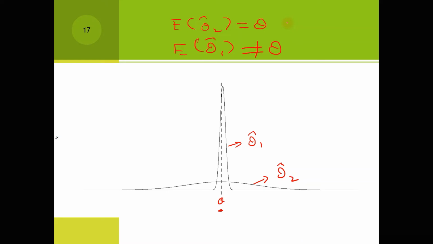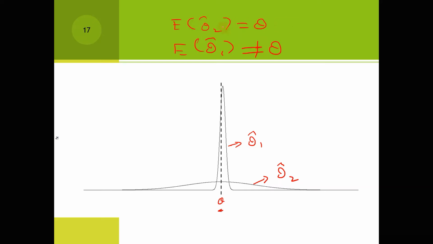You may pause the video and think about what this means, and then you can get back and play it again and see what the solution is. So just take a break for a moment and think about this question. If the expected value of theta cap 2 is equal to theta, and the expected value of theta cap 1 is not equal to theta, what does this mean? Just take a small pause and think about that for a moment.